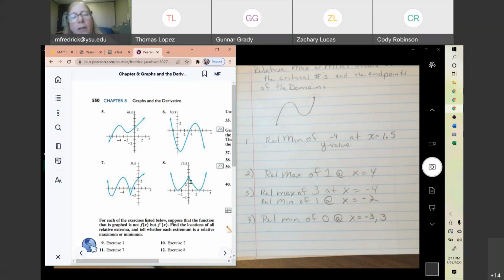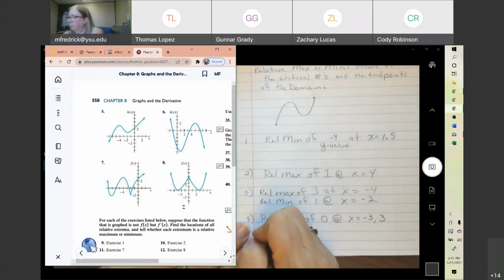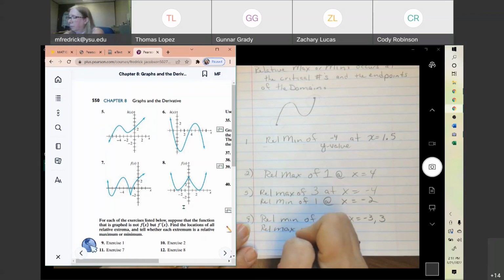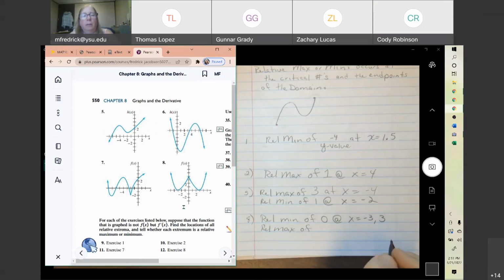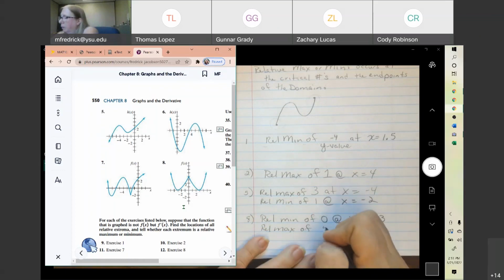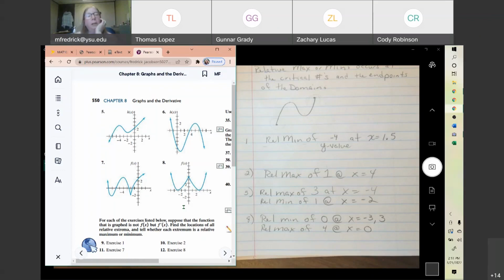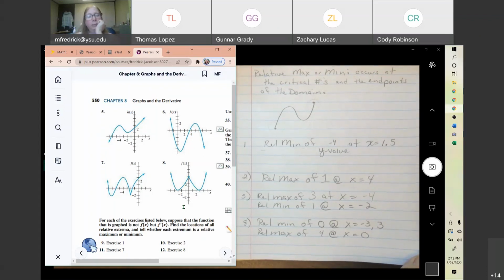This one here would be a max of 1, 2, 4 at x equals 0. Any questions on that? So your max or your min is your y value, and then you state where you found it, and that's the x value. Critical numbers are x values. So number 8, the critical values were -3, 3, and 0. Any questions?